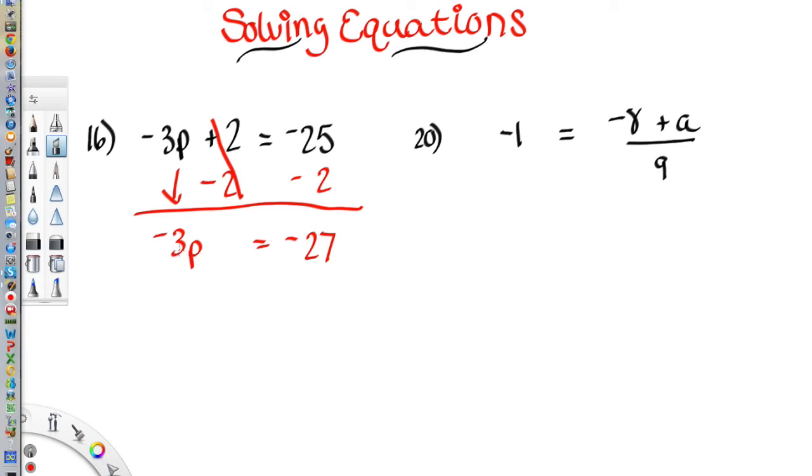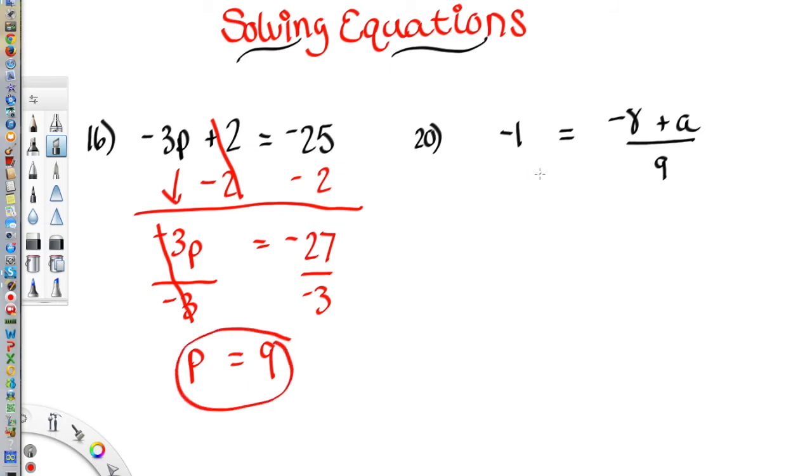Then I ask myself, what's happening to the variable p? It's being multiplied by negative 3. What's the inverse of being multiplied by negative 3? Being divided by negative 3. And what I do to one side of the equation, I must do to the other to keep everything balanced. And negative 3 divided by negative 3 is a positive 1, so I have 1p over here. You don't need to write the coefficient. It's kind of unnecessary, silly. A negative 27 divided by negative 3 is a positive 9. There you have it. Let's take a look at number 20.